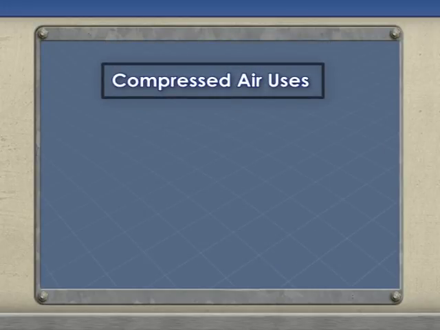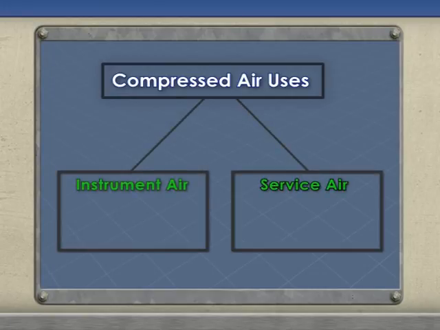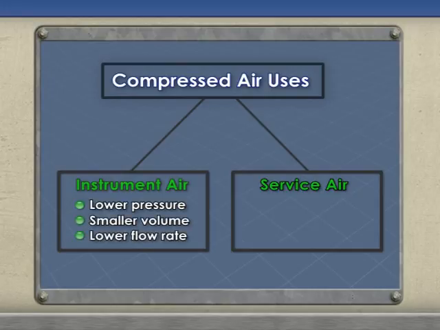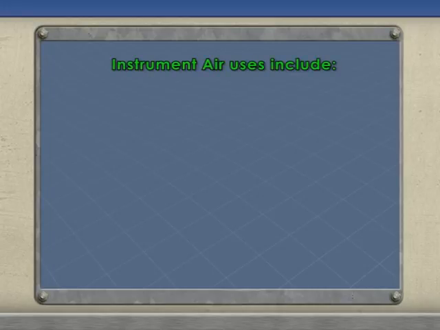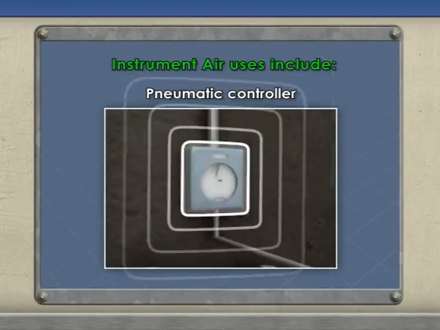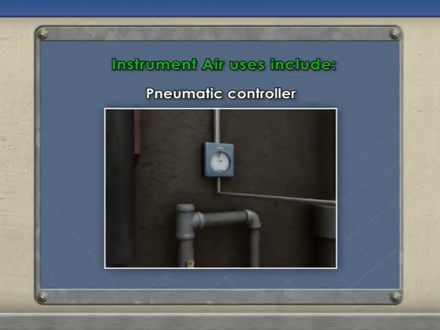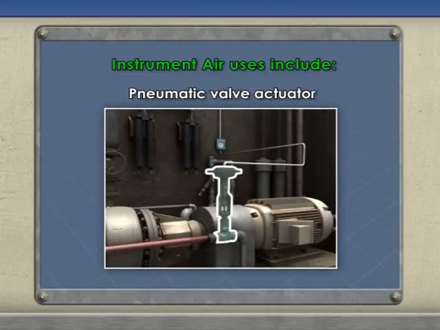The versatility of pneumatics lends itself to a broad range of applications. These can be broken into two general categories of use: instrument and service. Instrument applications make use of compressed air's ability to perform delicate and controlled operations at lower pressures, smaller volumes, and relatively low rates of consumption. Instrument air uses include pneumatic controllers and pneumatic valve actuators.